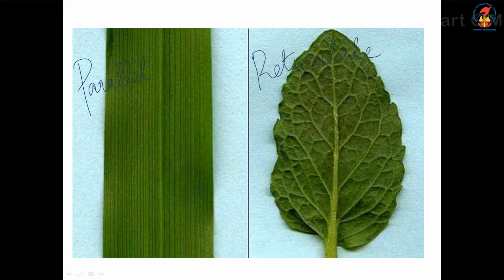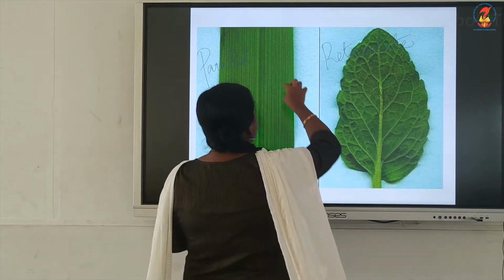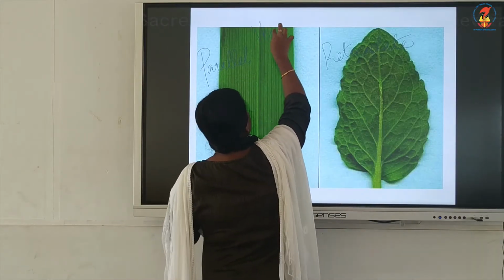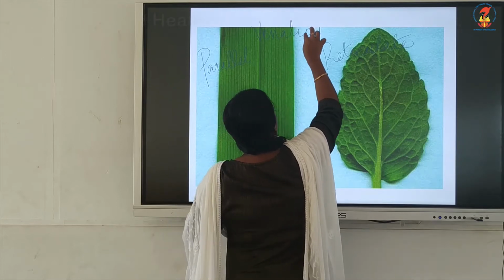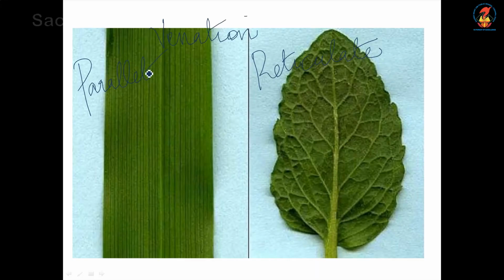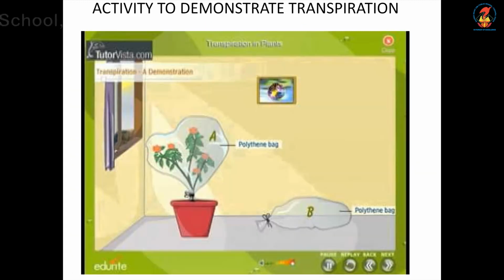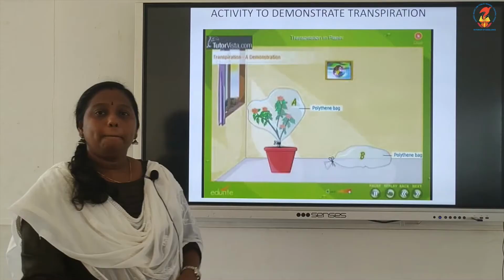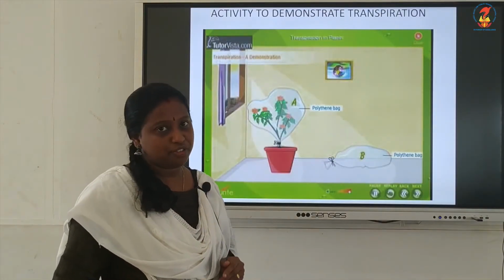So, children, this is clear for you, parallel and reticulate? Understood? So, what is venation? Venation means the arrangement of veins on a leaf. There are two different types of venation. Number one, parallel. Number two, reticulate. So, is this perfect? Okay. So, now with that the structure of leaf is over.